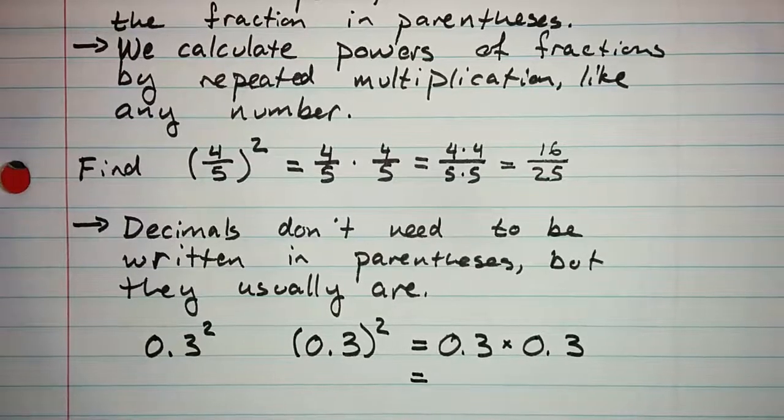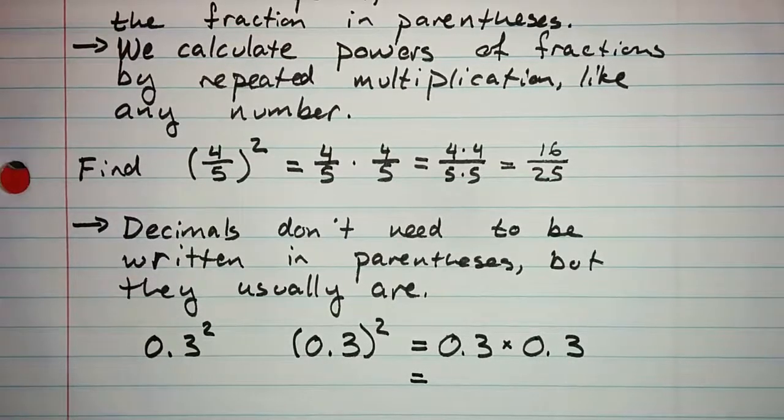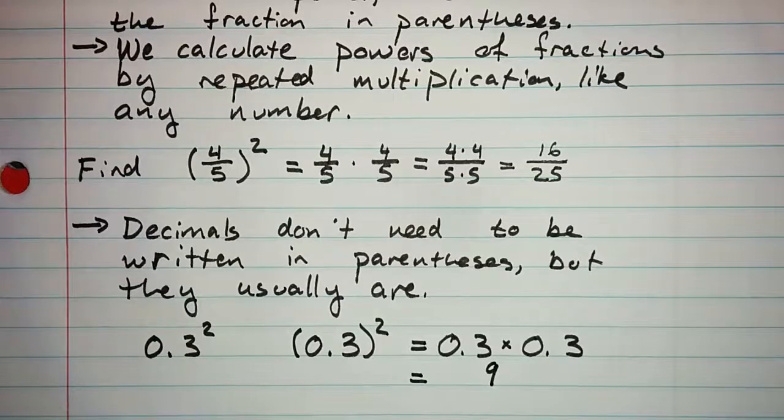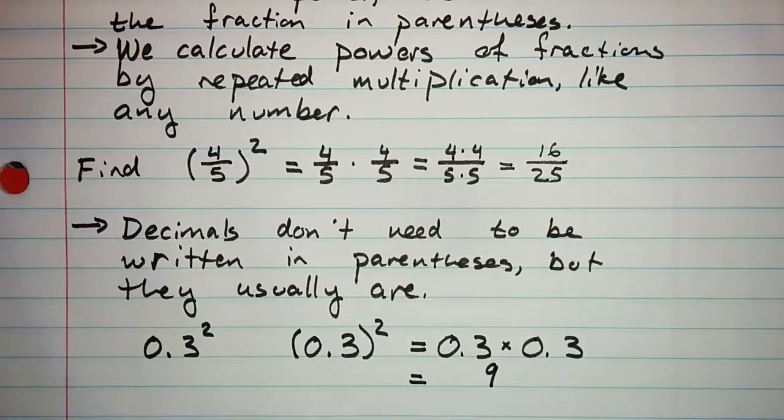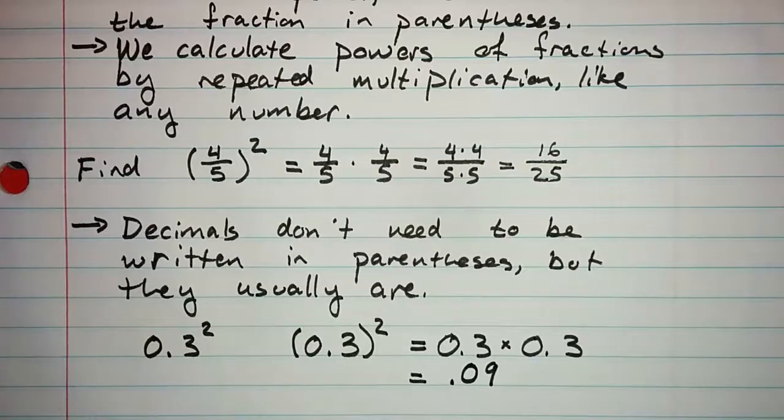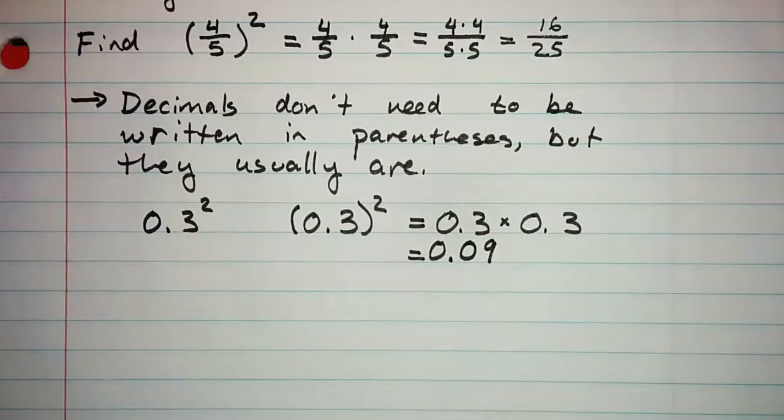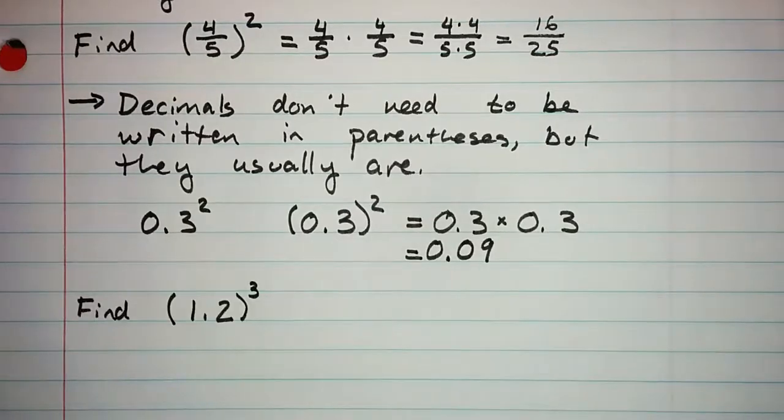What does that work out to? Well, 3 times 3 is 9. I need 2 digits to the right of the decimal point in my answer. So the answer is 0.09. I'm going to give you one of these to try as well. Find 1.2 to the third power. Pause the video and try this now.